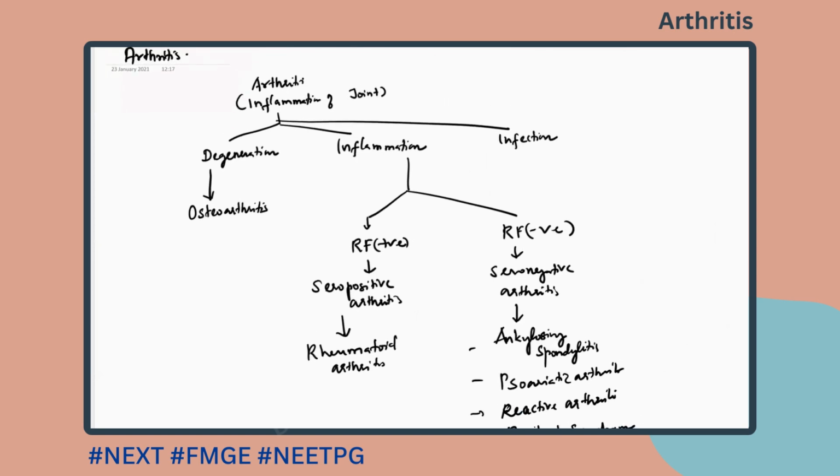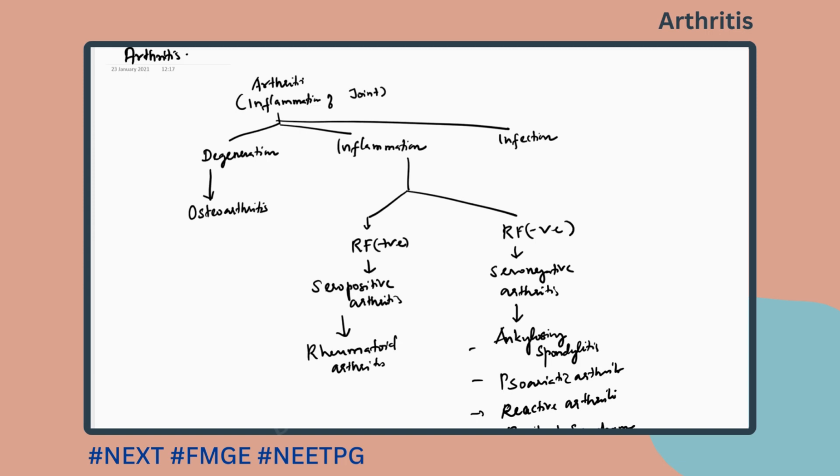Very simple. I'm not going into larger details of arthritis. Just understand this: arthritis is the inflammation of a joint. That inflammation can occur because of many reasons. One, it can occur because of degeneration. As you grow older, the cartilage degenerates, so arthritis happens. That is called osteoarthritis. Whereas because of inflammation, arthritis can occur. Those are called inflammatory arthritis, and we classify that broadly into two.